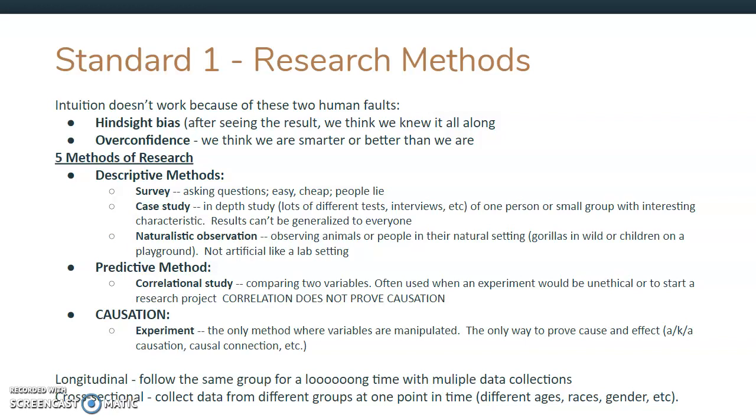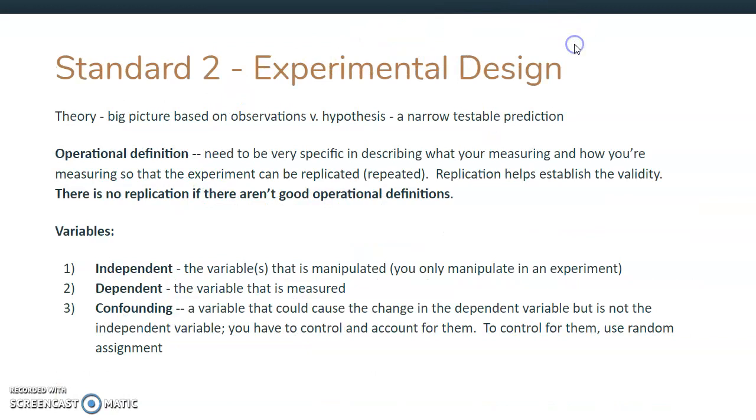Then we've got a couple of studies. I think we talked about these on an earlier lesson, but I'm going to throw these in here anyway. A longitudinal study is where you follow the same group for a really long time. And you do different data collections along the way. A cross-sectional study is where you collect across like race, gender, age, etc. So you're cutting across all those, and you collect data from all kinds of different people at one point in time. So that's longitudinal versus cross-sectional.